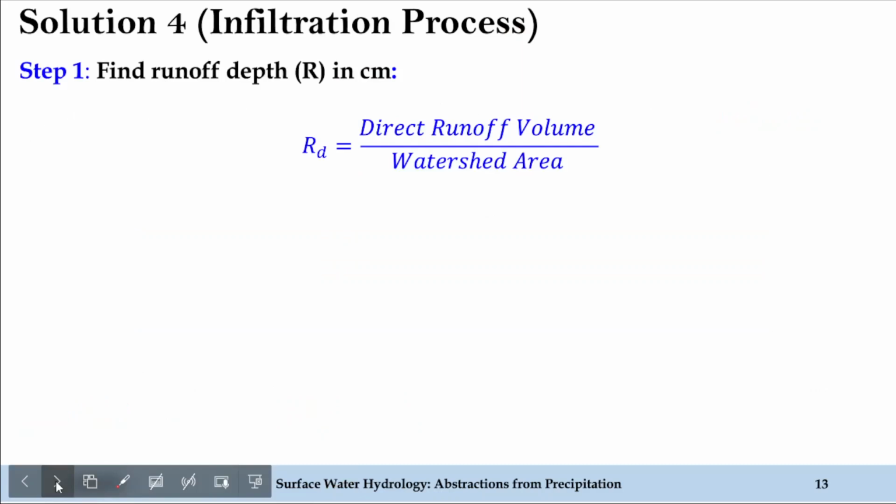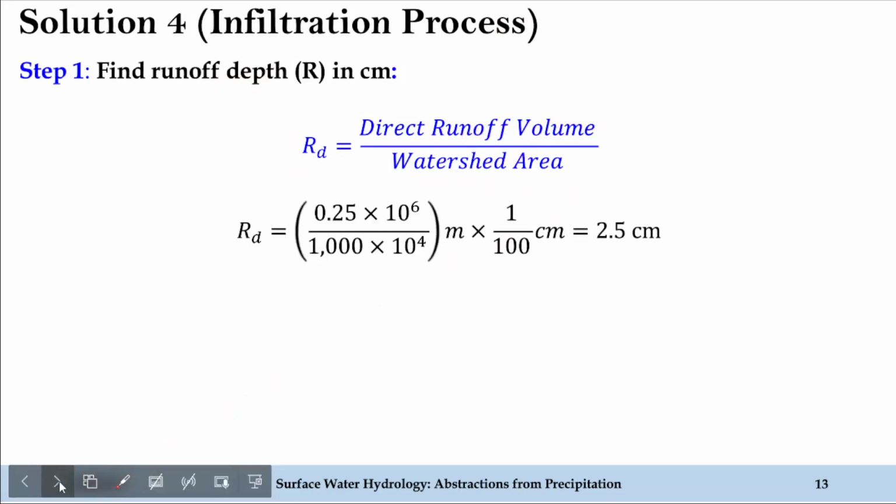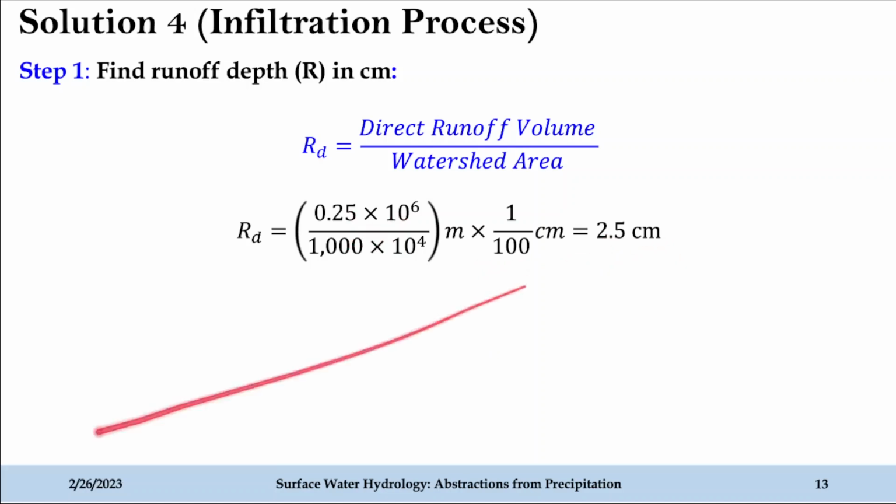So here is step 1. First of all, let's find the runoff depth in centimeter. How do we find the runoff depth? It is the total direct runoff volume, which was provided in the problem, divided by the watershed area, which was also provided in the problem. Substituting these values as given in the problem and converting into centimeter, finally we get 2.5 centimeter as the runoff depth.